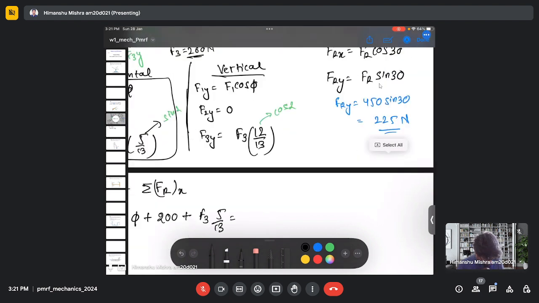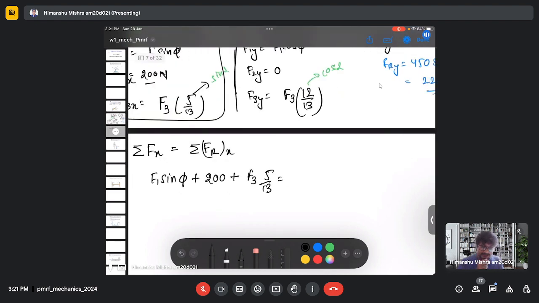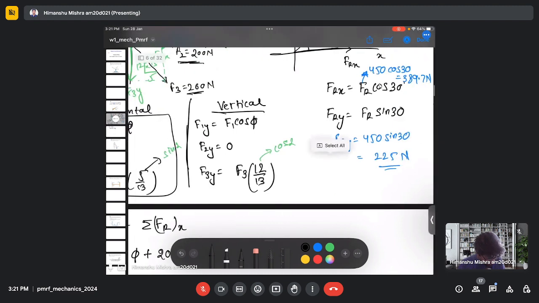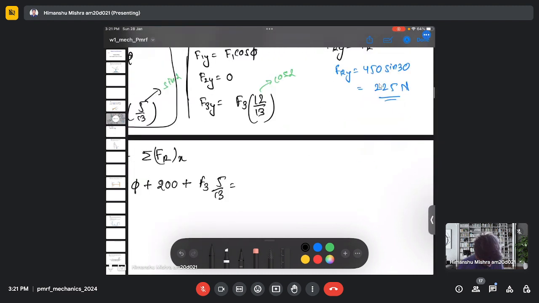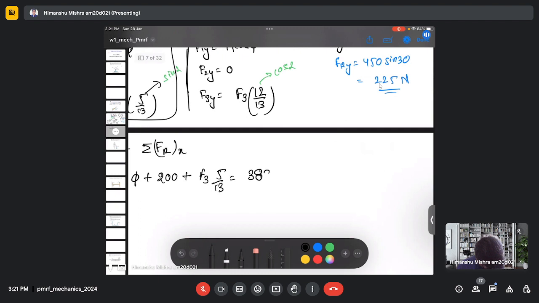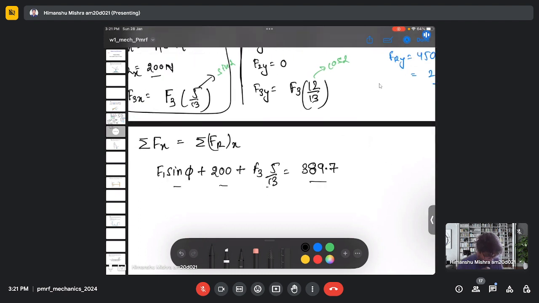So my resultant summation of Fx will be equal to 389.7 Newton, which is here. So every quantity is in Newton here. So this is my equation 1.